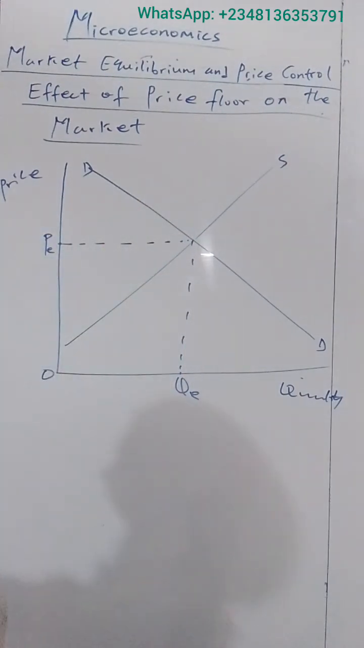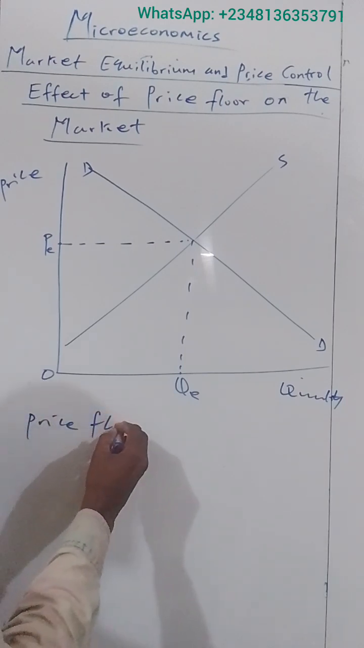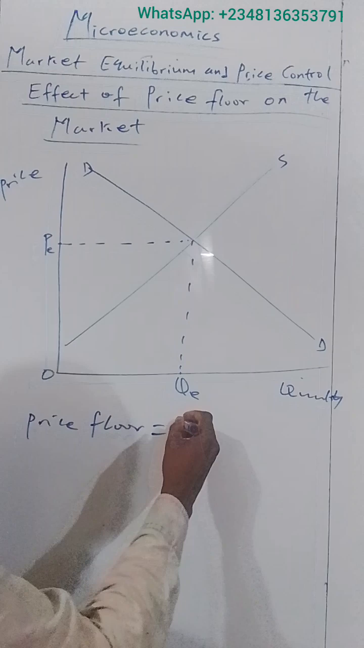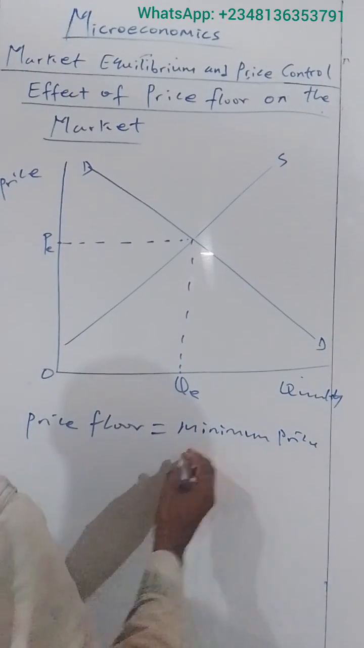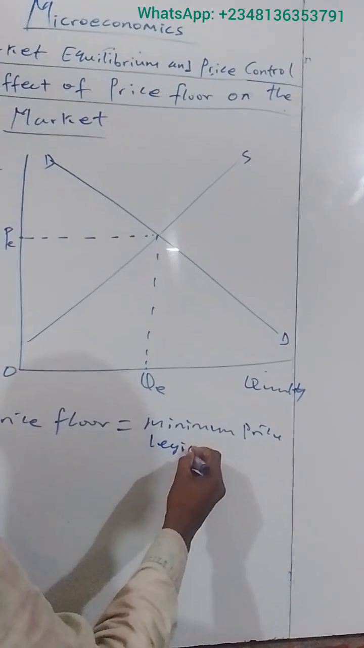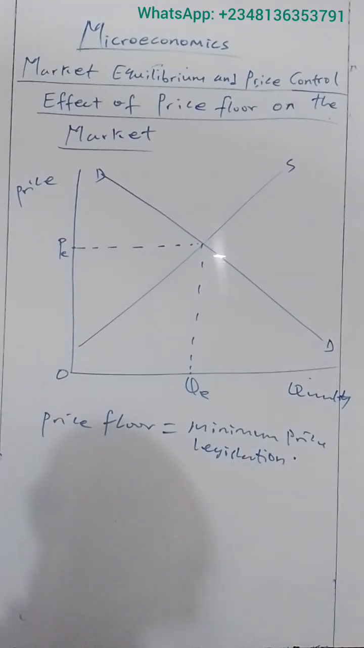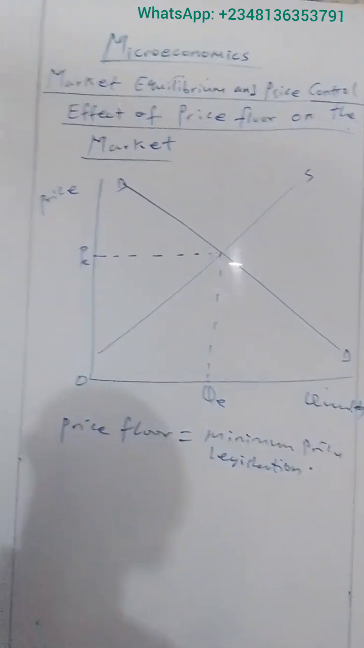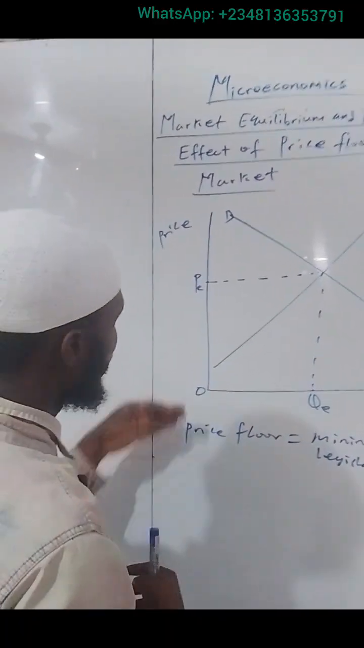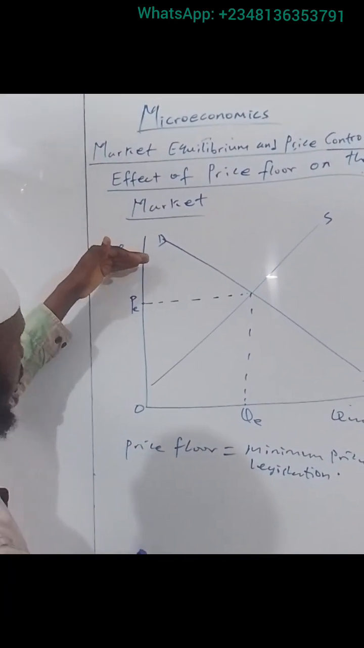So we also call it the minimum price legislation. So price floor is equivalent to minimum price legislation. Minimum price legislation, that is price floor, and it's always set above the equilibrium. If the minimum price is set below the equilibrium, it's not going to be effective. So it has to be set above the equilibrium.